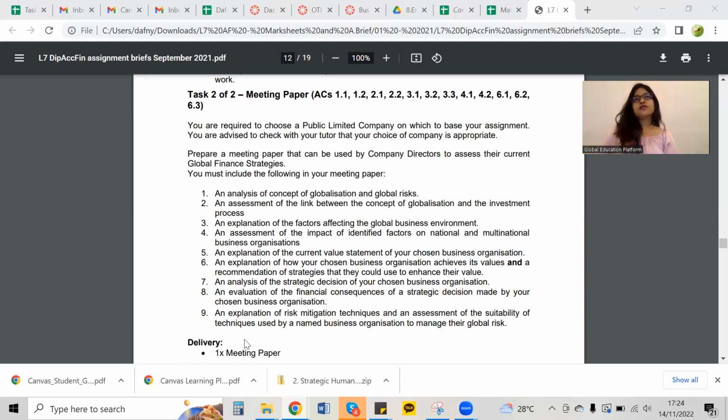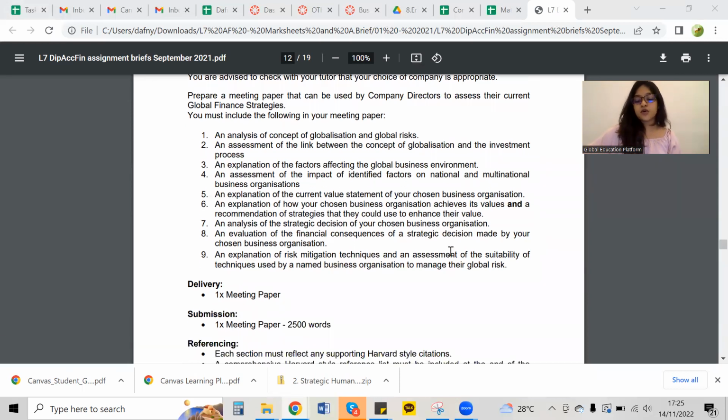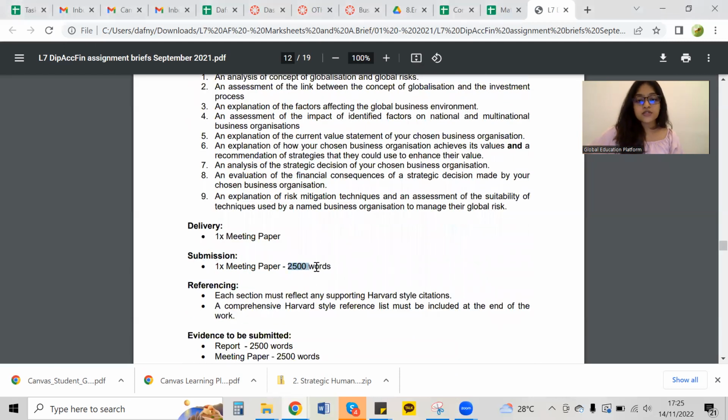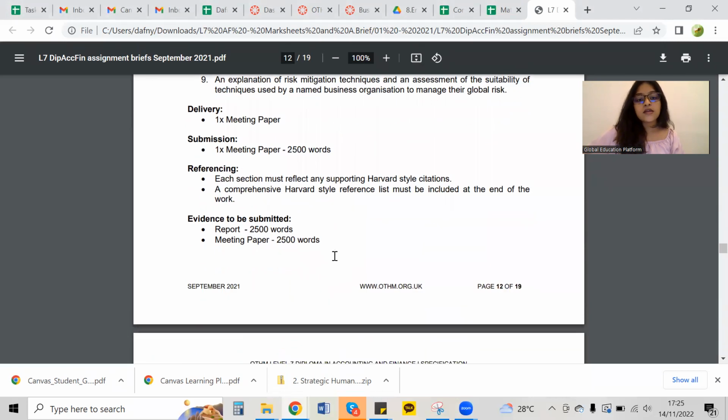So for a meeting paper, you do not need to have a table of contents but of course you have an introduction to the chosen organization, but apart from that, you don't have to. And also you don't need to have a conclusion, but for the rest of the things would apply your citations and text references, the word count that you should follow, and then properly adhering to Harvard referencing style. All those things you should work on, right? Again, this is 2,500 words, so make sure that you fit your answers within that, right?